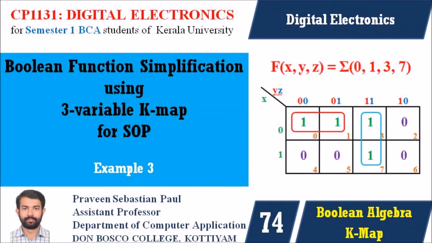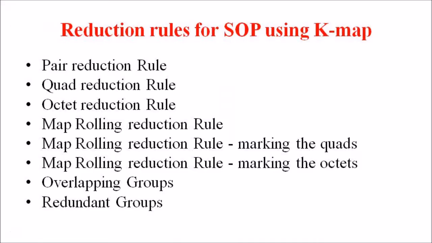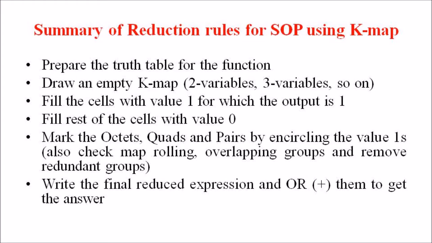In this lecture, we are discussing example number 3 for Boolean function simplification using a 3-variable K-map for SOP representation. In the last two lectures, we discussed two different examples for SOP reduction using K-map. In lecture number 71, we discussed the rules for K-map reduction: pair reduction rule, quad reduction, octet reduction, map rolling reduction, overlapping group and redundant group. Before this lecture, kindly go through lecture number 71.